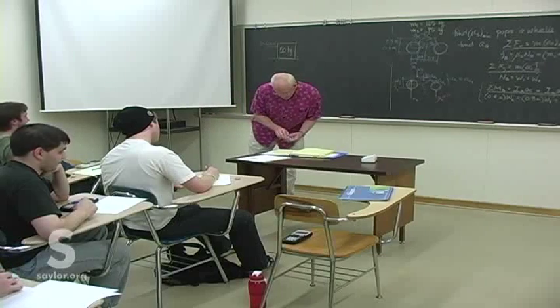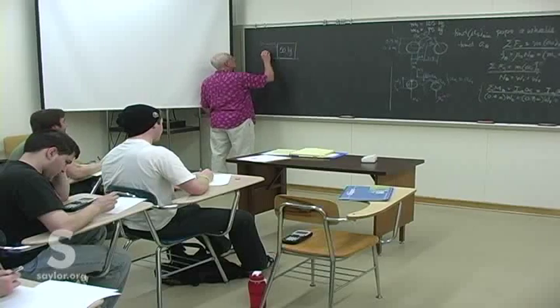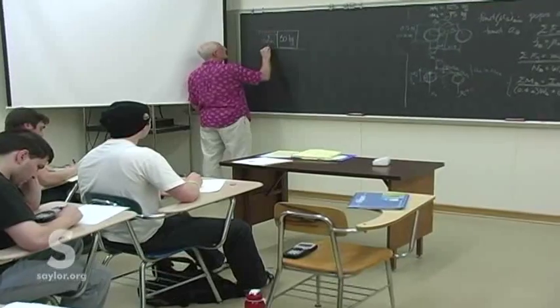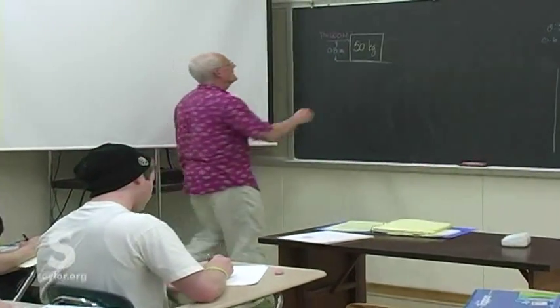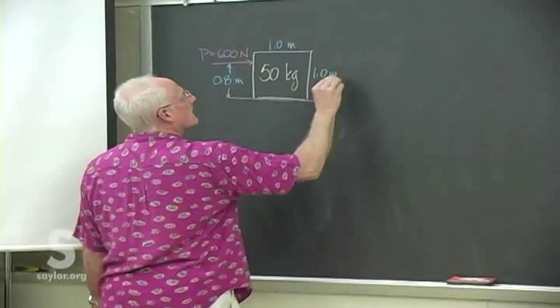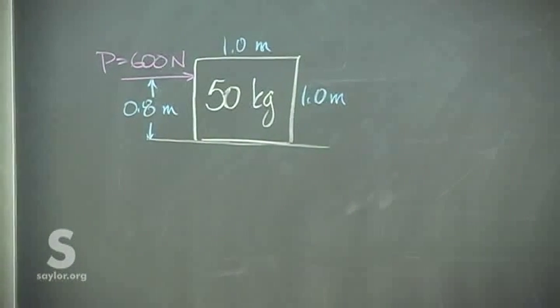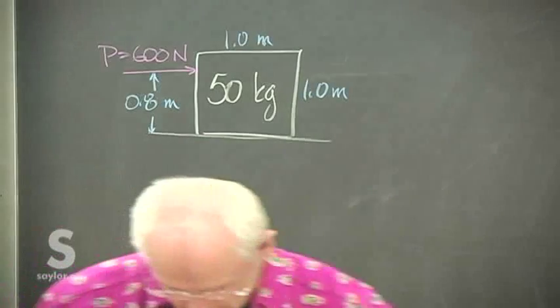50 kilogram crate, and you want to find the acceleration without any tipping. The force is 0.8 above the floor and parallel to it, and the crate is a meter on a side, and of zero thickness. So it's a 50 kilogram sheet of paper you're supposed to push across the floor. Classic two-dimensional problem.